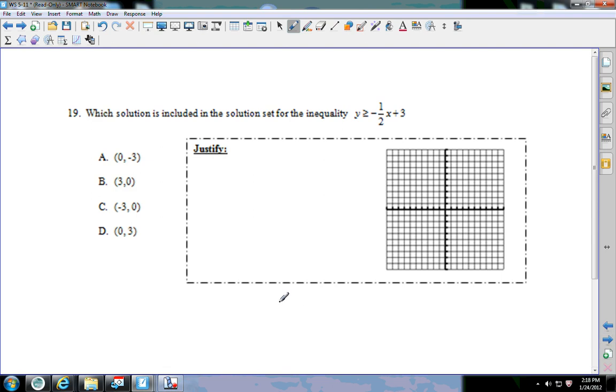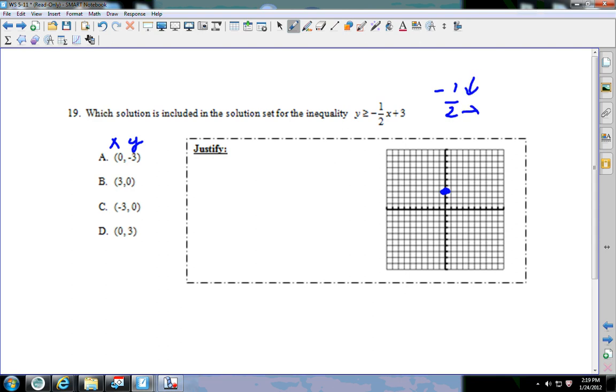Here's the next one. It says, which solution is included in the solution set? Now we can go in and plug these numbers in and try and figure it out. For me, the easiest way to do it, like I could go in and put 0 in for x, negative 3 in for y, and see if it makes it true. For me, it's easier just to graph it. So I'll go 1, 2, 3, put a dot. The slope is negative 1/2.